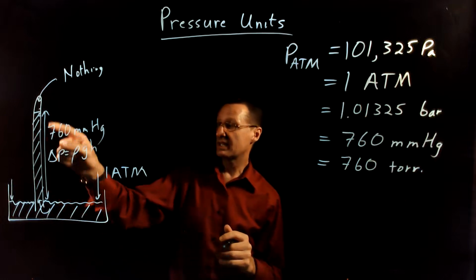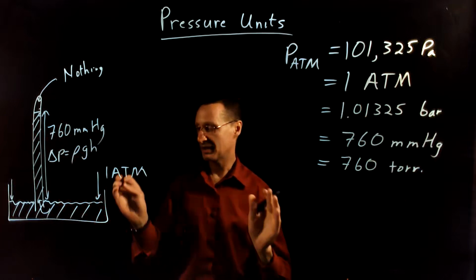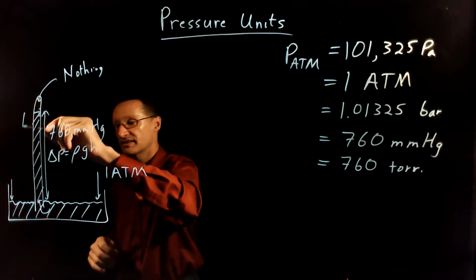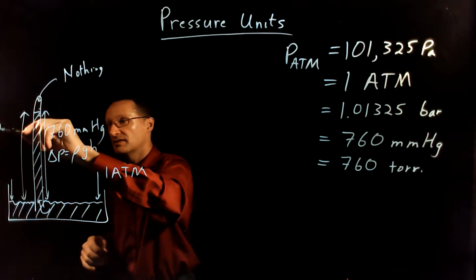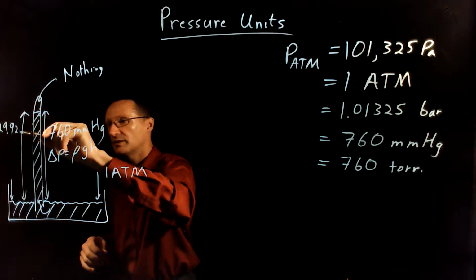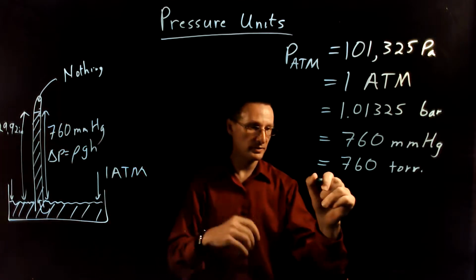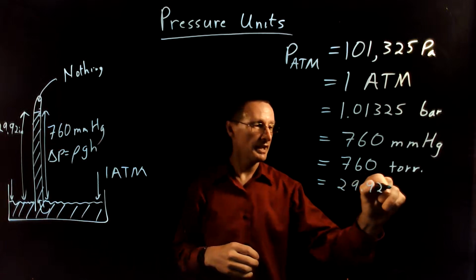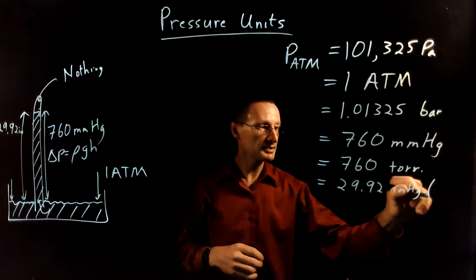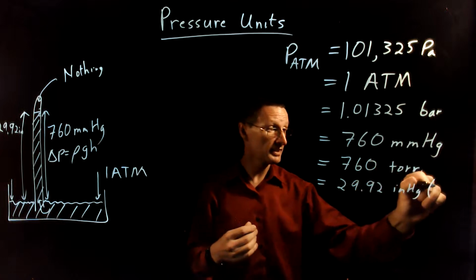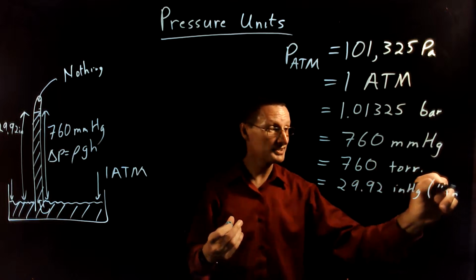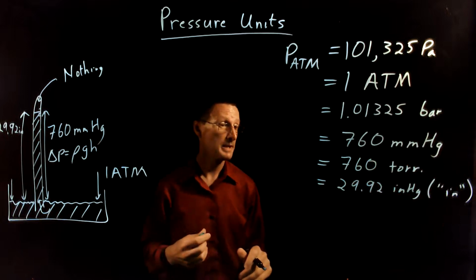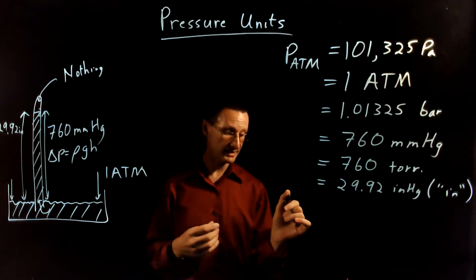Now some people don't like millimeters, they don't like metric. Instead they want things in inches. And so if you just convert this height into inches, you get 29.92 inches. And so you can also talk about it in terms of inches of mercury. And sometimes you'll see this on the weather forecast. They'll just give you the pressure in inches, and they will drop the Hg, the mercury part. Okay, so that's nice and convenient.